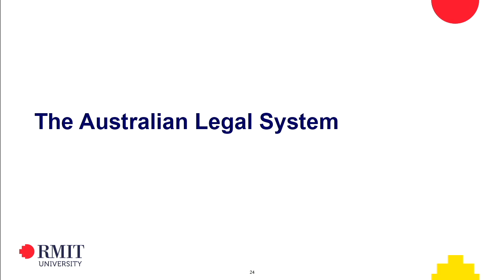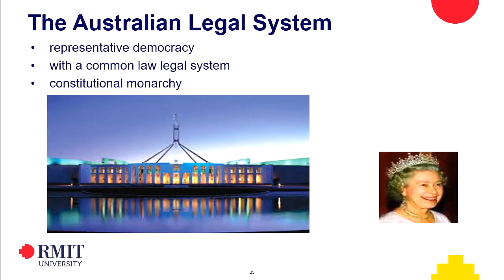So we're now on to slide 24, the Australian legal system. This part of the lecture will start to talk about our particular system and how it operates. The Australian legal system is characterised on these 3 dot points.